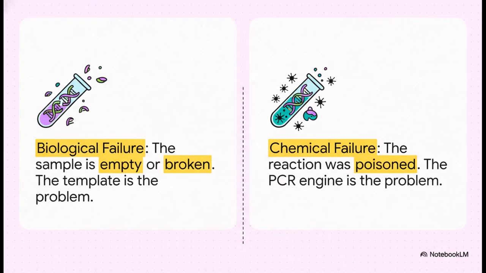When you get right down to it, there are really only two things that can go wrong. First, you could have a biological failure. This means the DNA template itself is the problem. Maybe it's missing or it's degraded. And second, you have chemical failure. Here, the DNA is fine, but the reaction has been poisoned by something we call an inhibitor. The PCR engine itself is broken.